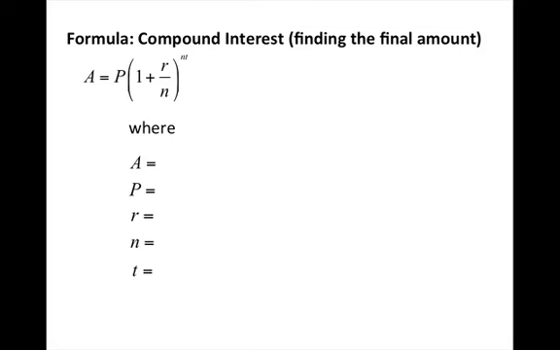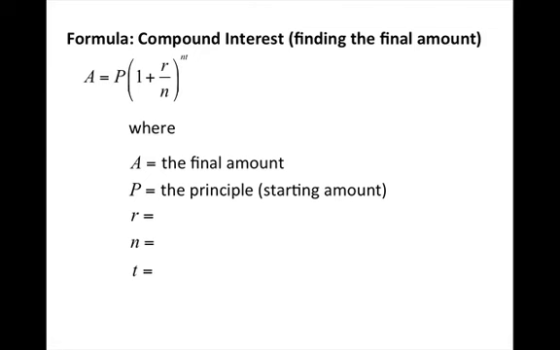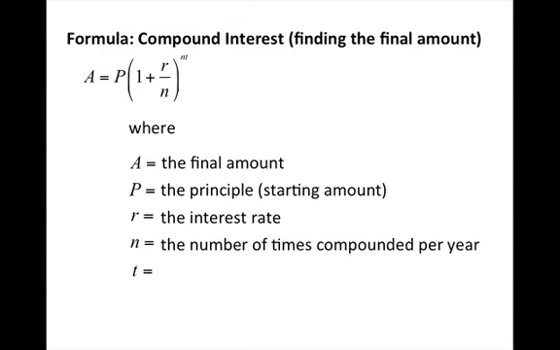The formula for the compound interest when you're finding the final amount is A equals P times 1 plus R over N, raised to the NT power, where A is the final amount of money, P is our principal, that's the amount we start with. As in the previous formulas, R is the interest rate, N is the new variable. N is the number of times compounded per year. And T is the time, and with the previous formulas, the time is always in years.